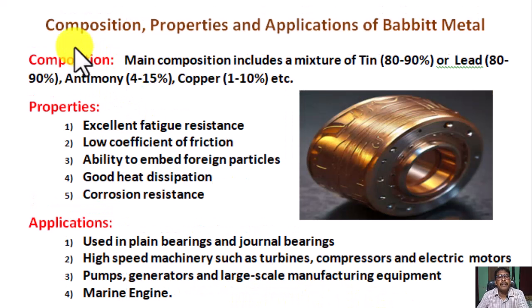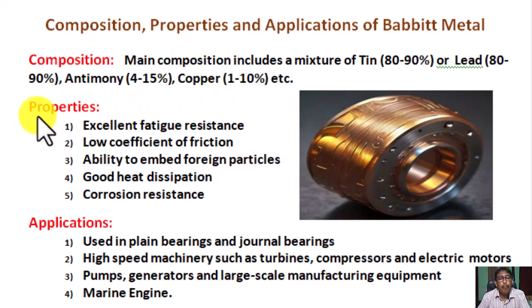Okay. Now, composition, properties and application of Babbitt metal. Babbitt metal is of two types, tin based Babbitt metal and lead based Babbitt metal. Now, composition. Main composition includes a mixture of tin 80 to 90% or lead 80 to 90%, antimony 4 to 15%, copper 1 to 10%, etc.